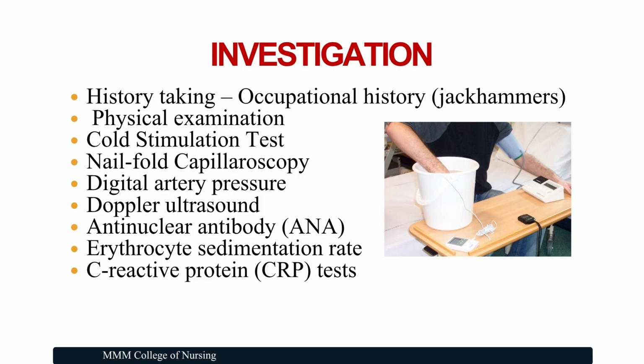Next one is a Doppler ultrasound. It measures blood flow in the digital arteries and tells you how severely circulation is compromised. And the blood tests, which include ANA, ESR and CRP. Why are we doing this? To look for an underlying autoimmune disease. If ANA is positive, or ESR and CRP are elevated, it means we start investigating for scleroderma, lupus erythematosus and rheumatoid arthritis. Because remember, if there is an underlying condition, this is secondary Raynaud's and the management is different.